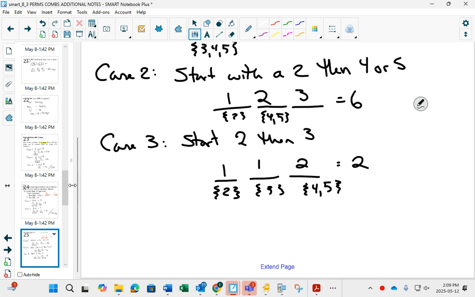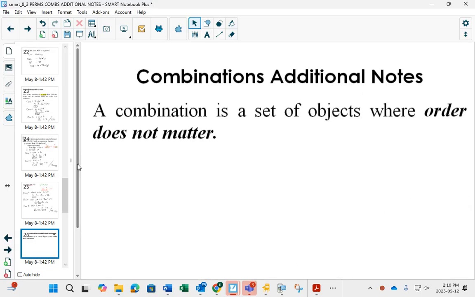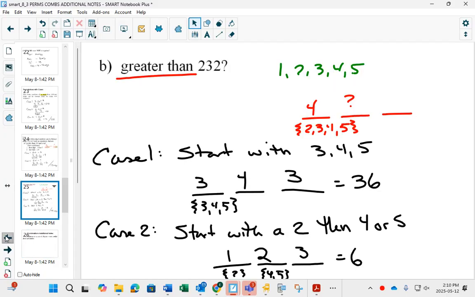And if we add up all 3 of these cases, we get 44 ways. So this is a very typical cases question where they say, we want to have numbers bigger than this. You're only allowed to use these numbers. How many ways can that be? And I'm going to have one of these on your quiz. I think I'll give you a take-home quiz tomorrow. And then tomorrow we'll start combinations. We'll end the video here.